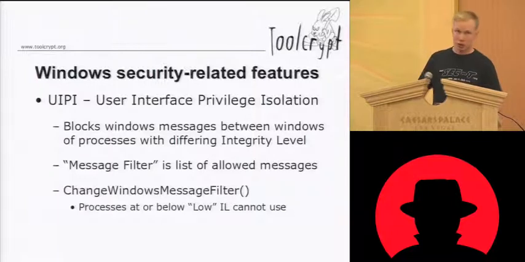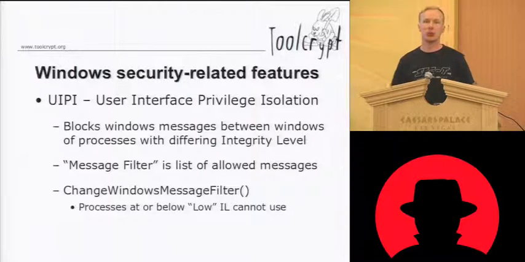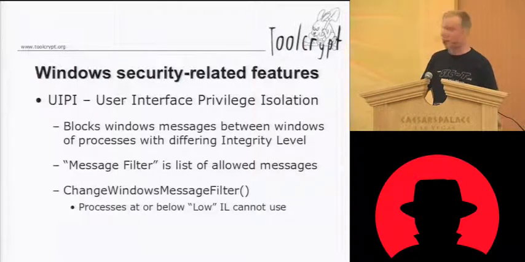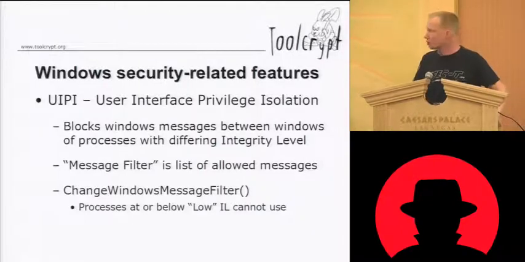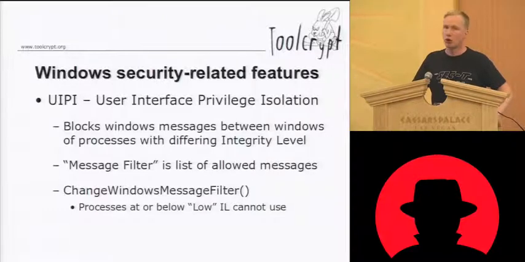And this message filter can actually be changed using ChangeWindowMessageFilter, oddly enough. But, of course, processes that are at low integrity level or below can't use this API. So it's interesting to know that it's there. It does give you some kind of protection if you're using mandatory labels to restrict a low privilege process from tampering with the rest of the system. But otherwise, it's not that interesting.